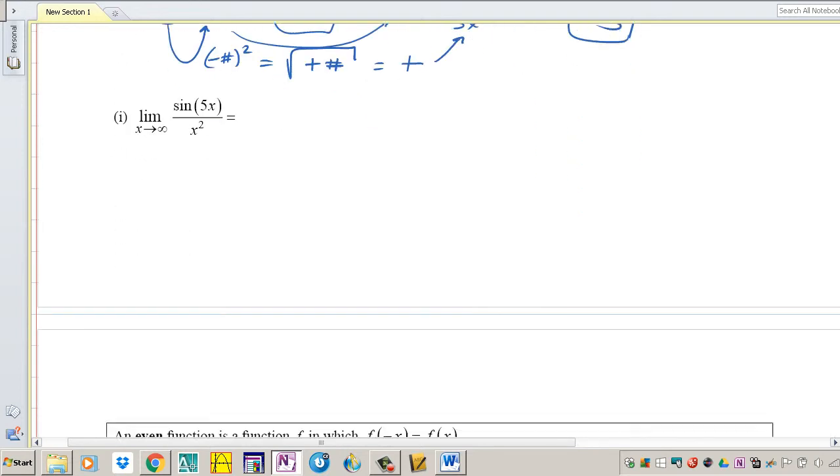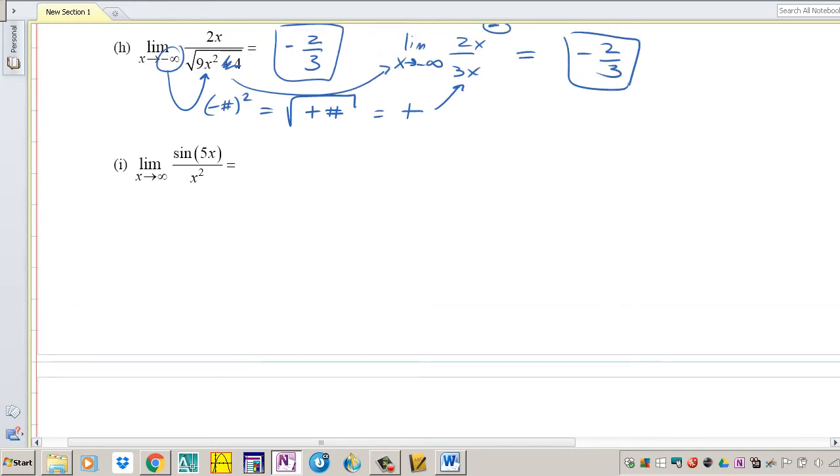Letter I. So this one, you can't see it, so it's not so obvious, but this is a bottom heavy function. Let me explain. Let's go ahead and just take a look at the sine of 5x. We all know that the number in front of the sine, here's an imaginary 1, and from your pre-calculus class, this number is called your amplitude.